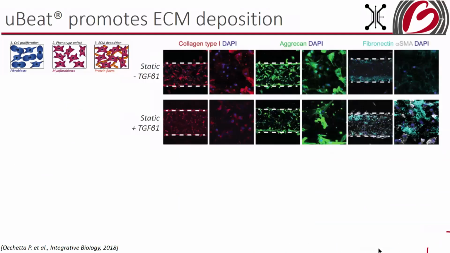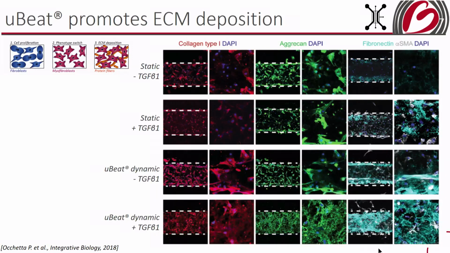We went on and checked how this affects ECM deposition, and again, as expected, TGF-beta1 enhanced deposition of proteins such as collagen 1, fibronectin, and aggrecan, but mechanical stimulation did the same, even in a stronger and more evident fashion, again even in the absence of profibrotic stimuli.